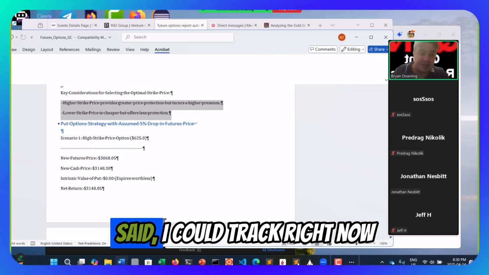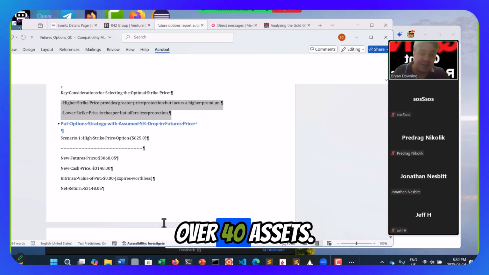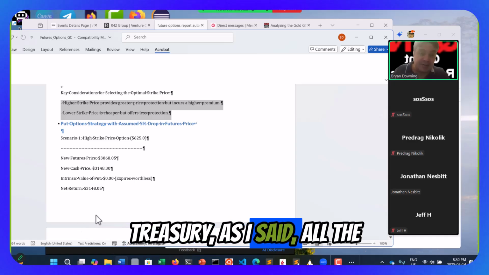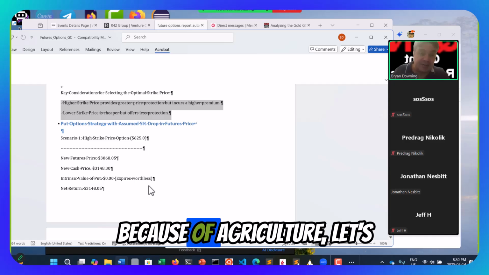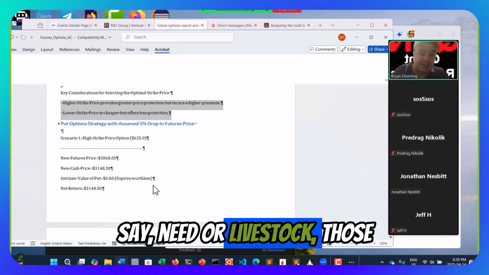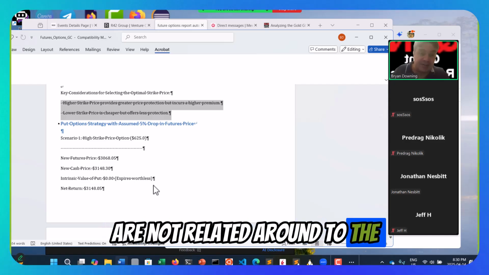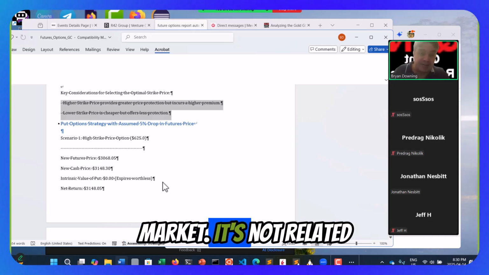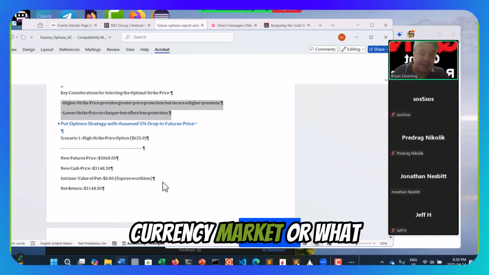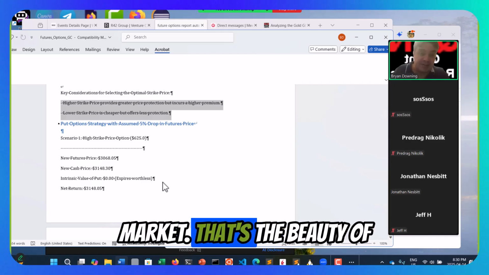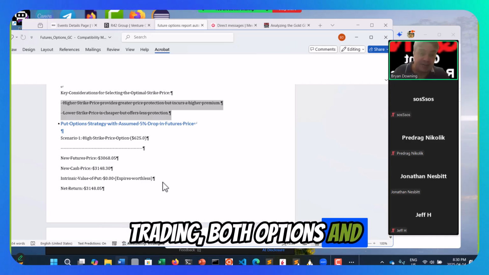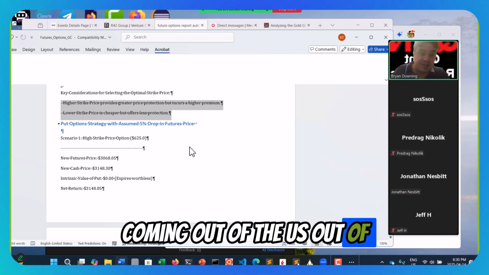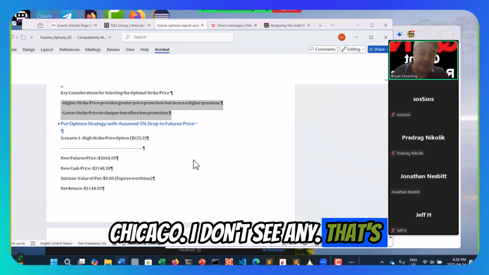But the pros are going to be focusing more on the futures because they have, as I said, I can track right now over 40 assets, a lot of different durations on treasury, and all the different agriculture. And because the agriculture, let's say meat or livestock, those are not related to the performance of the stock market. It's not related to what happens in the currency market or the treasury market. That's the beauty of trading both options and futures among the entire universe of what you can trade coming out of the US, out of Chicago, out of CME.